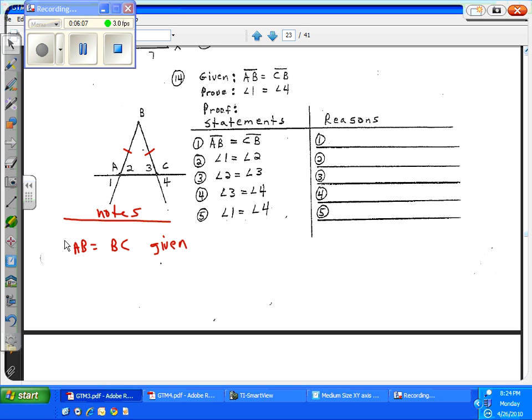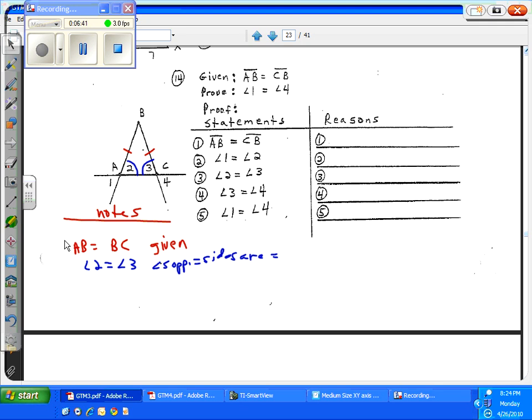And we think, well, what can we get out of that? What do we get because we know those are equal? Well, since we know those are equal, we can quickly say that angle 2 is equal to angle 3 because angles opposite equal sides are equal. And that's about as far as we go. Given that those are equal, we can automatically say that the angles are equal. Angles opposite equal sides are equal.